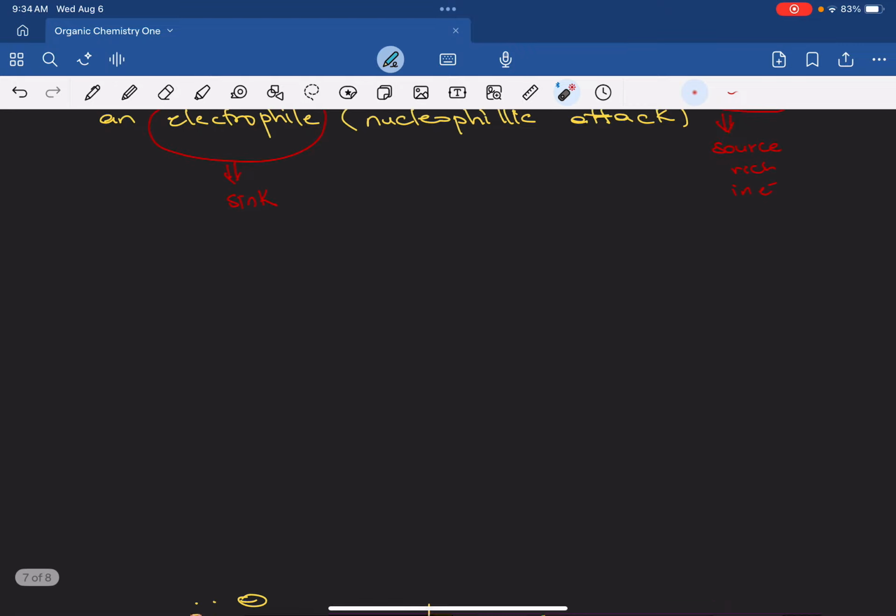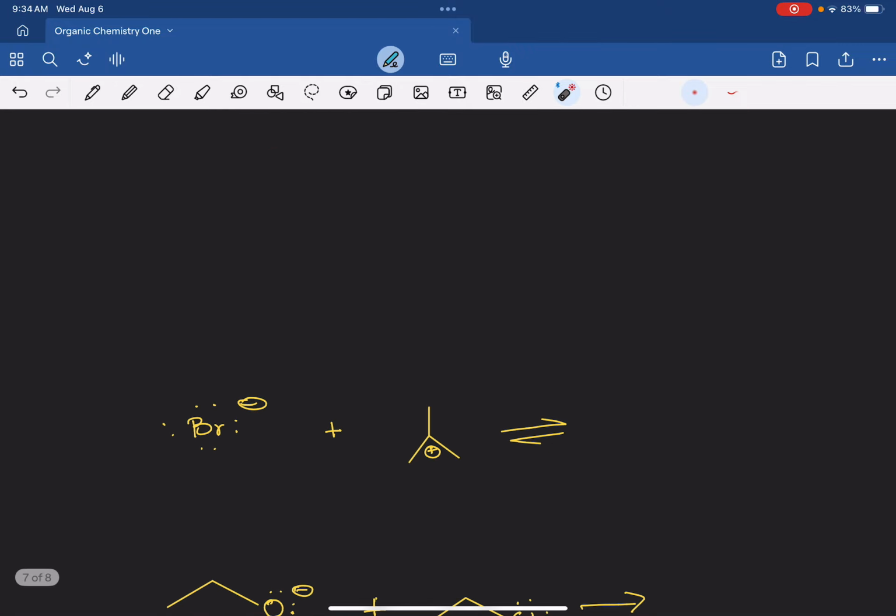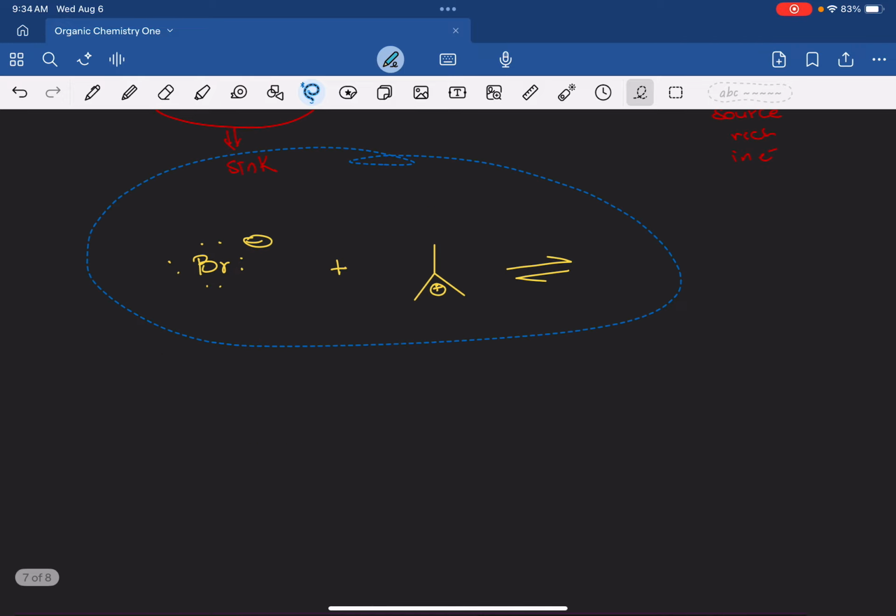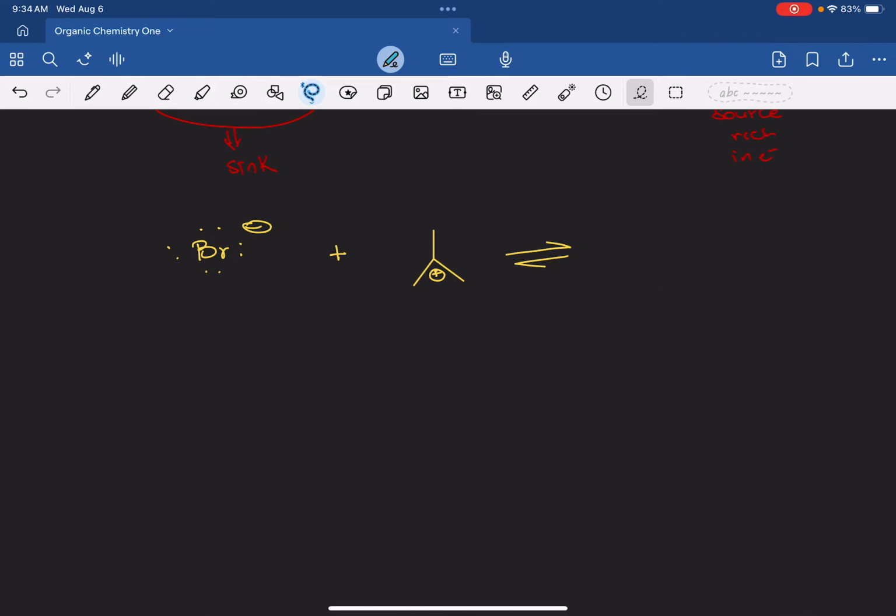Let us look at a reaction. Let's talk our way through this. We're going to unpack a couple of things here. So remember, you're presented with a reaction, and this can apply to any reaction. You need to find your nucleophile, and you need to find the electrophile. Remember, the nucleophile is your source, right? So looking at these two things, I have the bromide anion, and I have a carbocation.